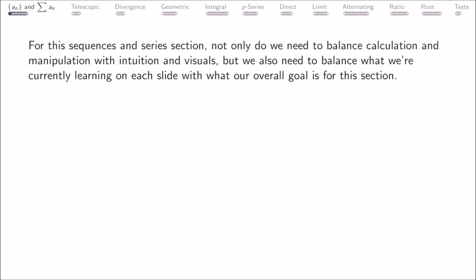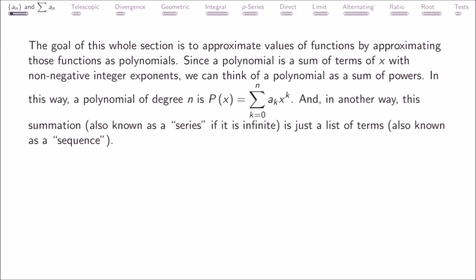For this sequences and series section, not only do we need to balance calculation and manipulation with intuition and visuals, but we also need to balance what we're currently learning on each slide with what our overall goal is for this section. The goal of this whole section is to approximate values of functions by approximating those functions as polynomials.